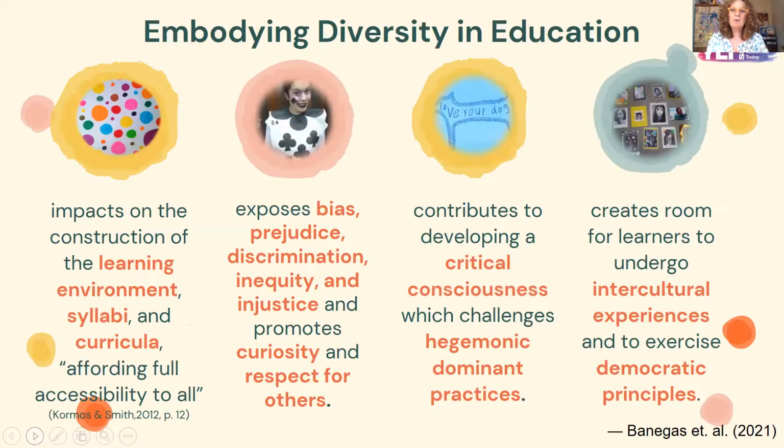Now, what happens when we embody diversity in education? Lots of things happen, and this is my point. It impacts the construction of the learning environment and the syllabi and the curricula to afford full accessibility to all. These are the glasses: full accessibility to all. And when you embody diversity in education, it inevitably exposes bias, prejudice, inequity, and injustice. And it promotes curiosity and respect for others. It contributes to developing critical consciousness and challenges hegemonic dominant practices. And it creates room for learners to undergo intercultural experiences and to exercise democratic principles.